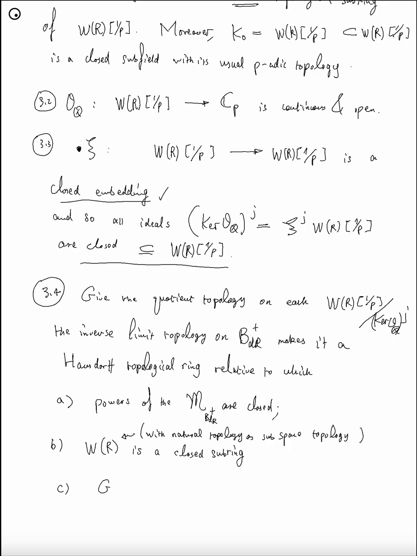Thirdly, the GK action over B_dR^+ for this inverse limit topology is continuous. Fourthly, multiplication by C. So there in W(R)[1/p], the inverse limit map is a closed embedding. Here it's the same. It is a closed embedding.